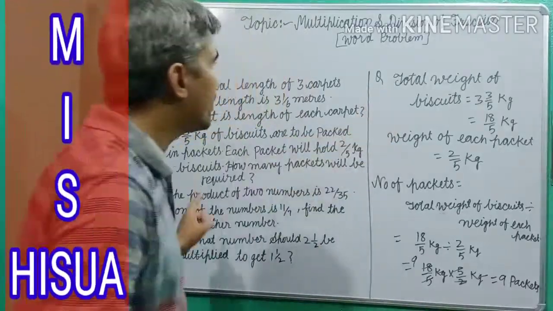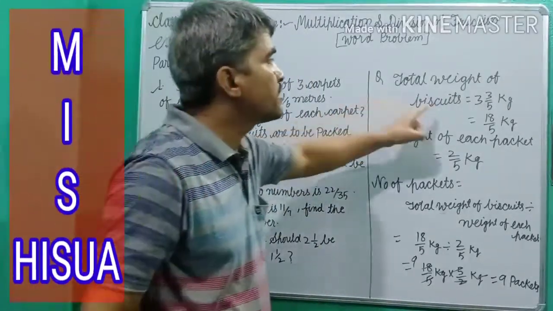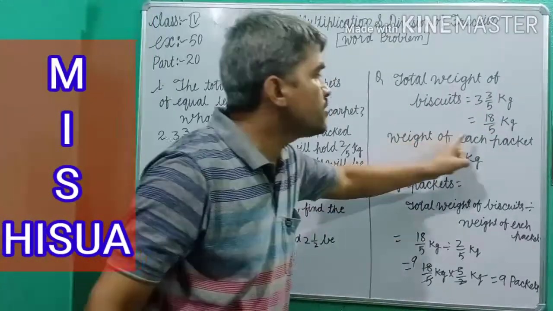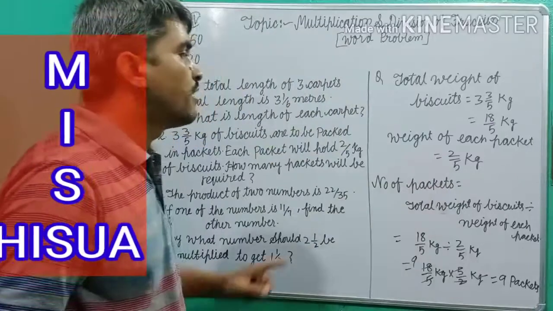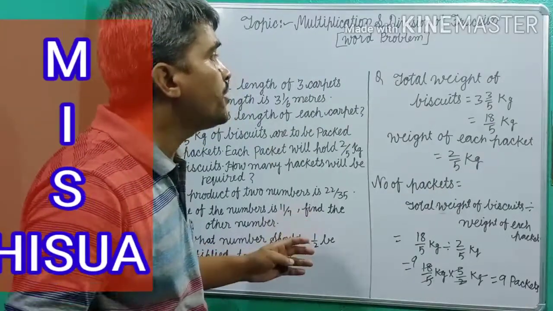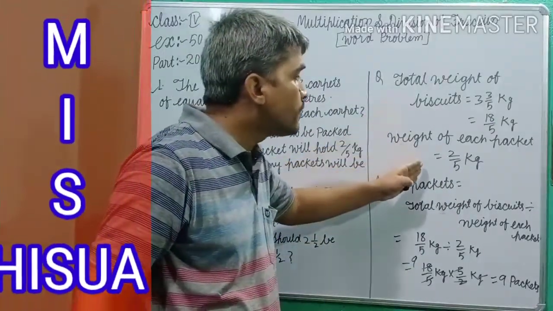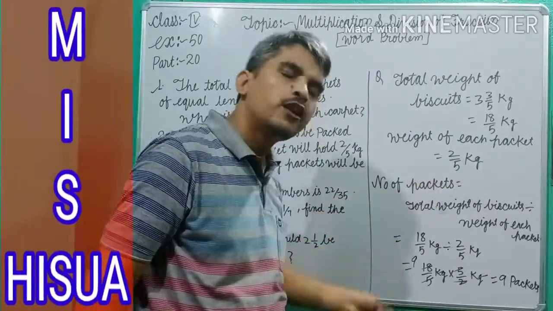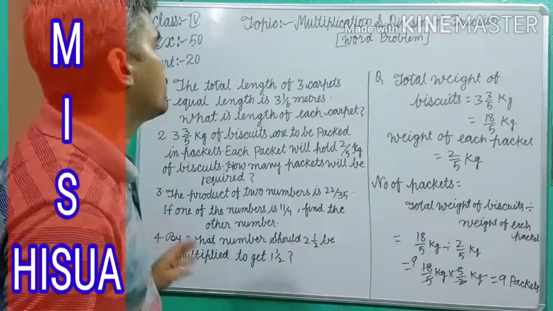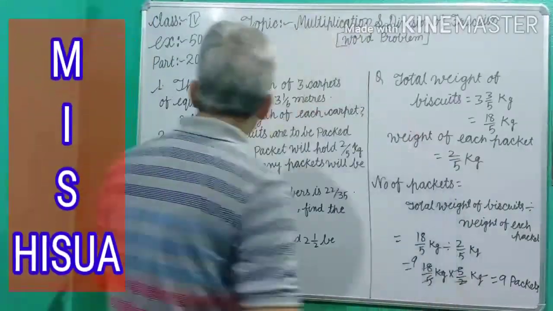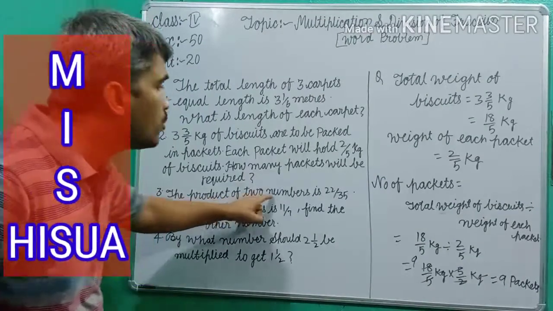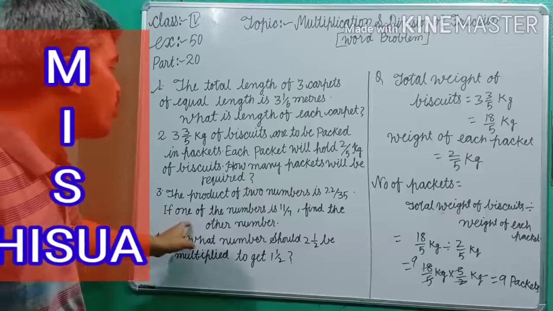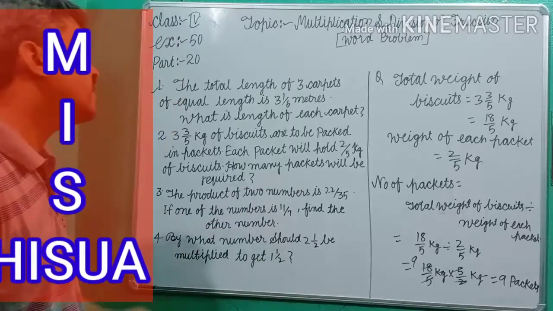Dear students, again total weight of biscuits 3 and 3/5 kg, that means 18 by 5 kg. Weight of each packet 2 by 5 kg. When you divide total biscuits by weight of each packet, you get the number of packets. You find out in this way. Now, third question, dear students, I read. The product of two numbers is 2 and 22/35. If one of them is 11 by 7, find the other number.